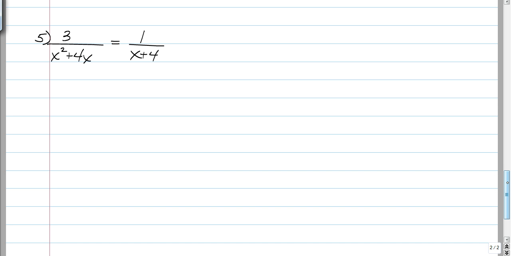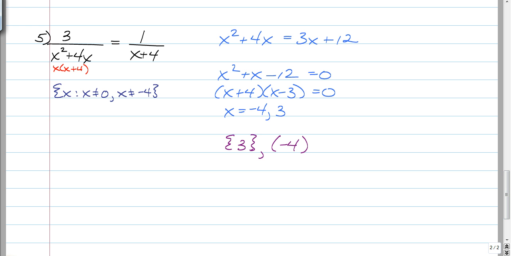So this one's yours. Pause the video and give it a try, and we'll check back in a minute. So if you have a solution of 3 and an extraneous solution of a negative 4, you again are good to go. You had to factor the bottom left just for your domain purposes. And once you do that, you just have to cross multiply. X squared plus 4x times 1 is x squared plus 4x. 3 times x plus 4 is 3x plus 12. Bring everything to the x squared side, factor, solve, check with your domain.